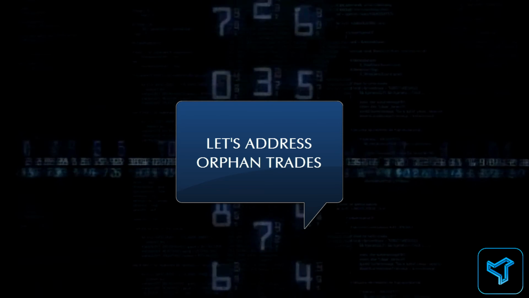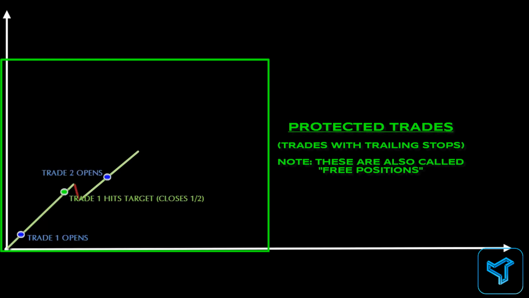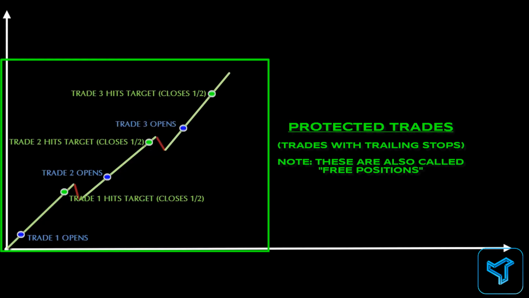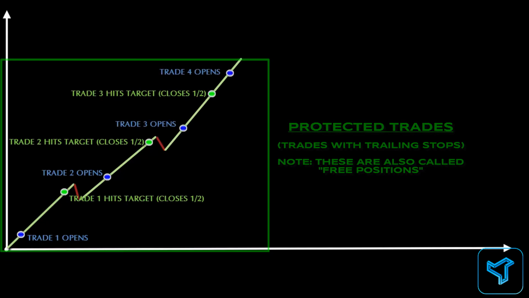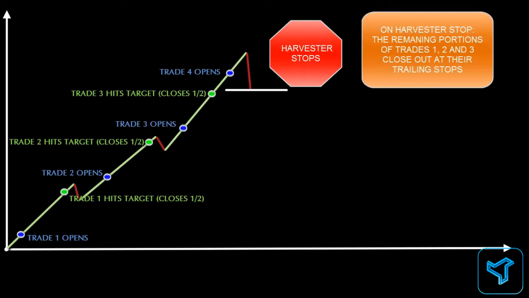But for now, let's suppose we've placed a series of trades, and let's say 3 have hit profit targets, and we've taken half of each trade off the table and let the other half of each trade run with a trailing stop behind it. These trades are protected. Now let's say our 4th trade hasn't hit its profit target when the market turns against us. The other trades may close because their trailing stops get triggered, but this trade is still out there, all alone without its harvester family. We call this trade an orphan.